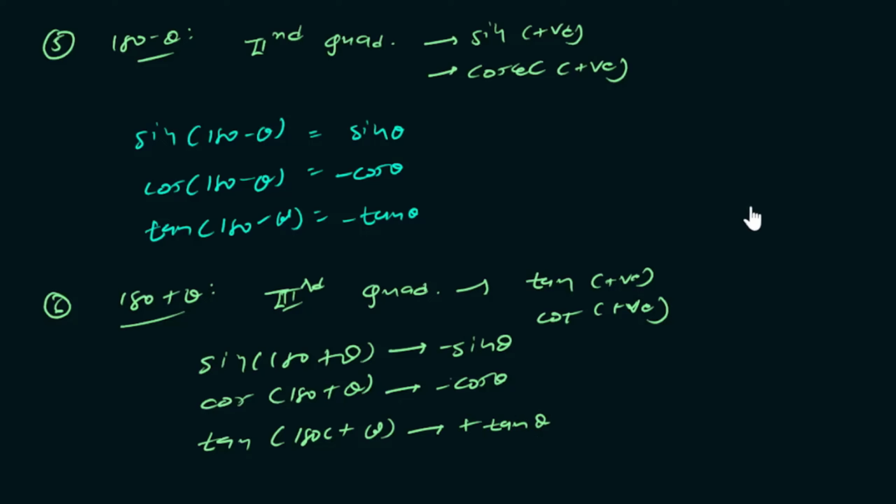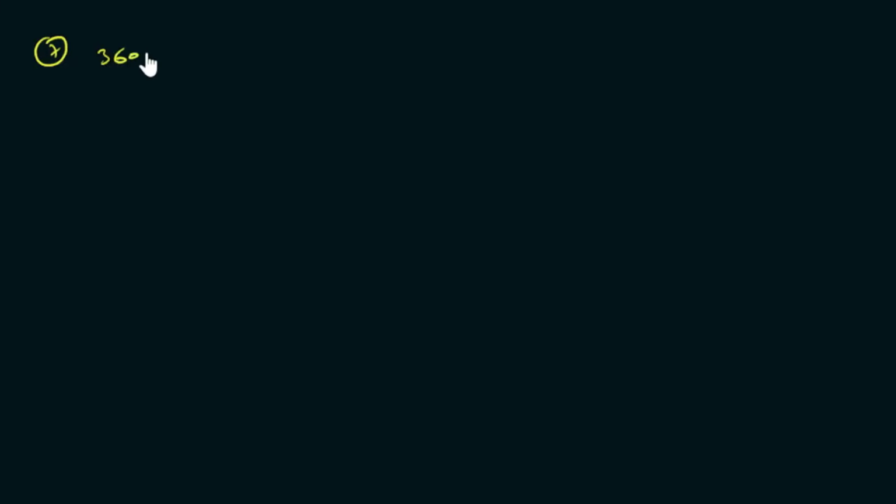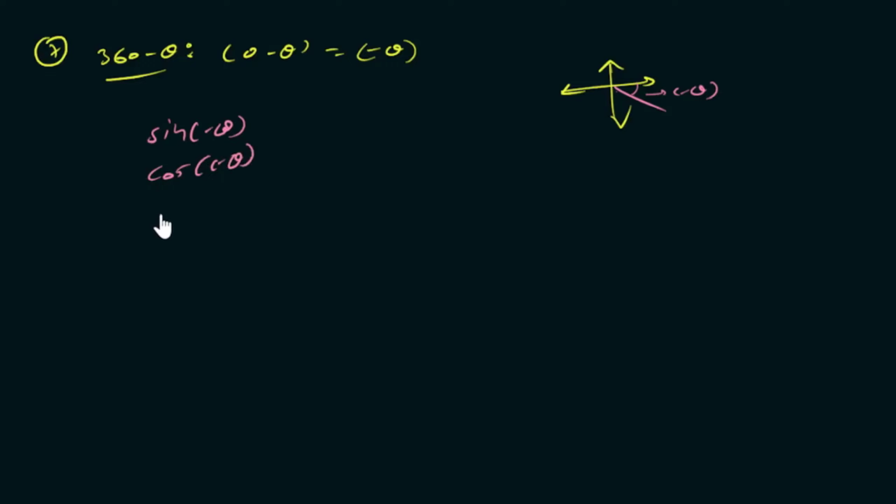Our seventh type of angle is 360 minus theta. 360 minus theta is just equal to 0 minus theta, which is just minus theta. If we have 4 axes like this, our angle will be here, so this is just minus theta. So we will find sine minus theta, cos minus theta, tan minus theta. This is our fourth quadrant.